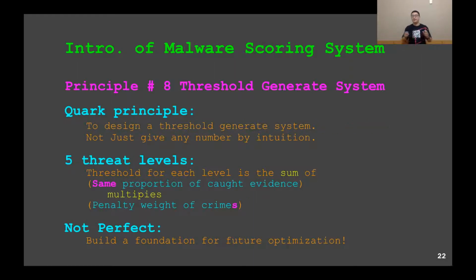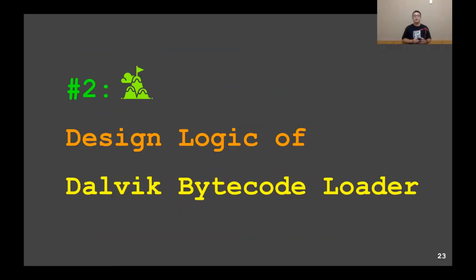So, we decide that threshold for each threat level is the sum of the same proportion of caught evidence multiplies penalty weight of crimes. We know it's not a perfect one, but we're sure that we build a foundation for future optimization. All right, now let's talk about the design logic of Delphi bytecode loader, and my partner, JunWei. He will take care of this part.